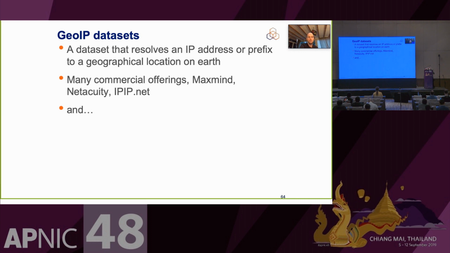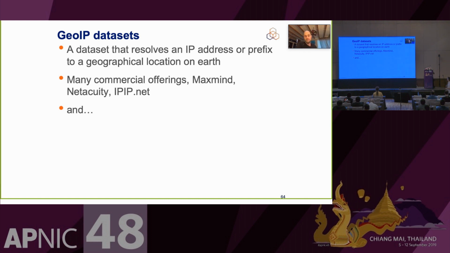In our line of business, the most used geospatial datasets are probably the GeoIP datasets, and those are simply datasets that try to resolve IP addresses to a location on Earth. Most of the time that would be a point. There are many commercial offerings for this. MaxMind jumps to mind. That's probably the most popular one, mainly, I guess, because they have this GeoLite2 free dataset that's easy to use and easy to get hold of. But there are others. There's NetAcuity, there's IP.net.